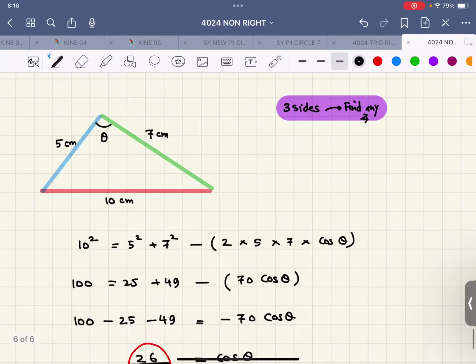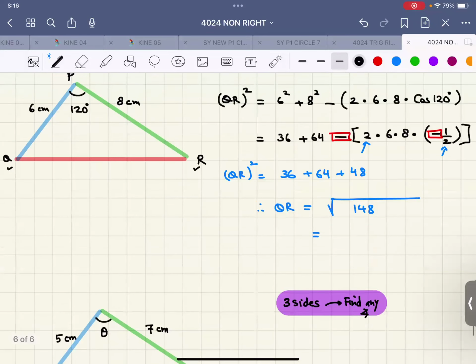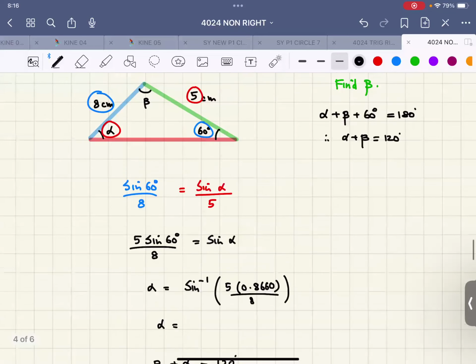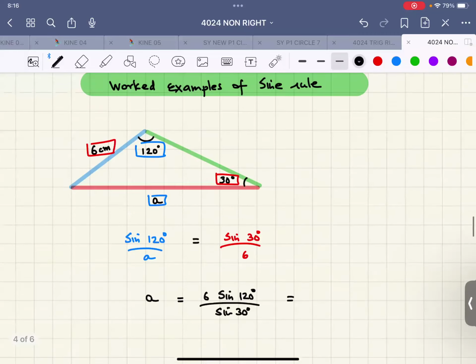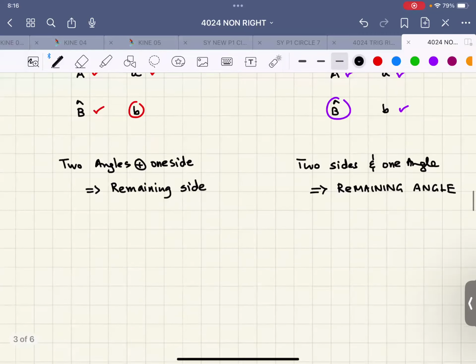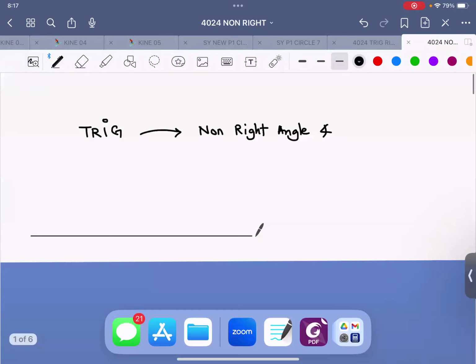So we'll stop our working over here. That is the application of cosine rule. That is the application of sine rule. And this is all about non-right angle trigonometry. In the next class, we will start with the past paper questions. Take care.